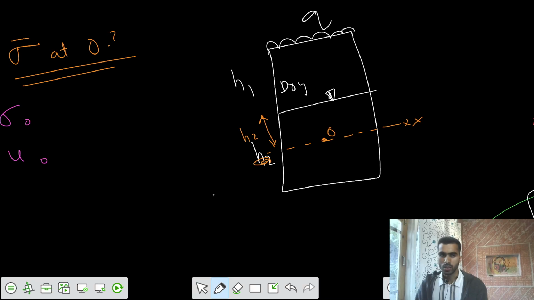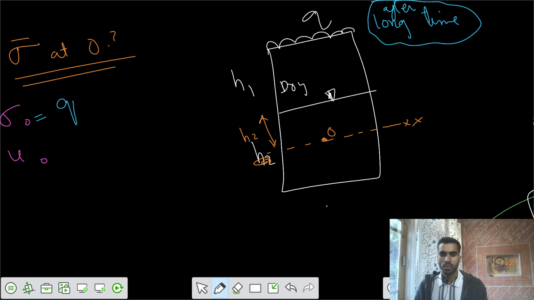So how much is your total stress? We want to talk about a long time after the surcharge Q has been placed. Total stress is the total weight above the cross section. That's Q plus gamma dry into height H1, since this is dry soil, plus gamma sat into height H2, since this is saturated soil.